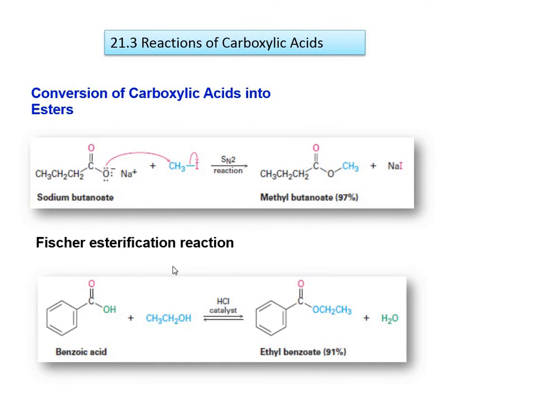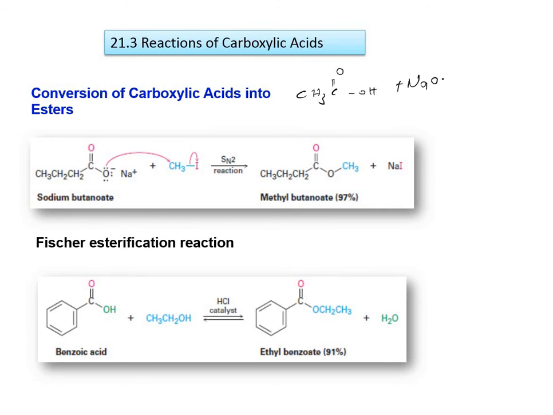The third reaction, let's say, is the conversion of carboxylic acids into esters. There are a variety of ways that we can convert carboxylic acids to esters. The first one is an SN2 reaction. So what happens when you have a carboxylic acid? I will write here the general mechanism. Let's say I'm going to give you acetic acid.